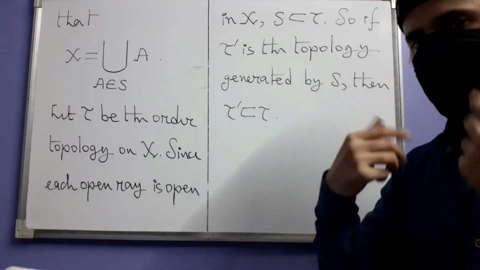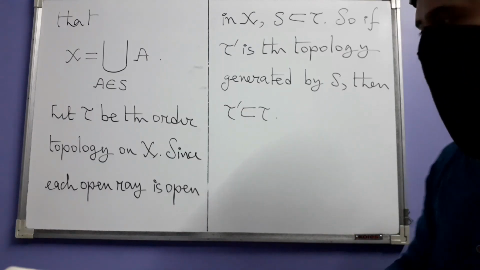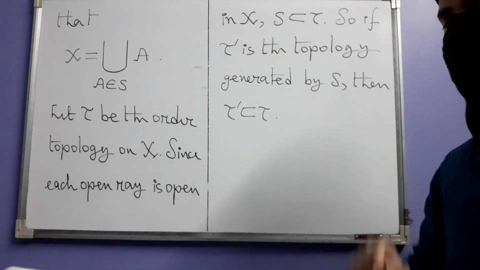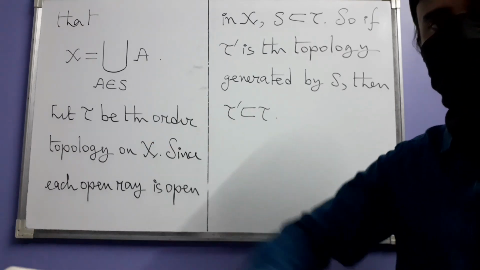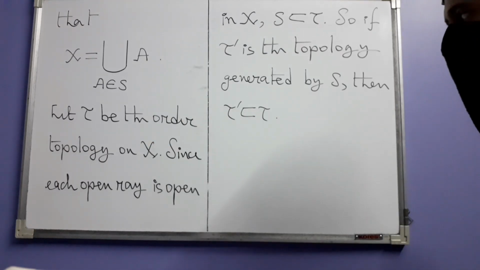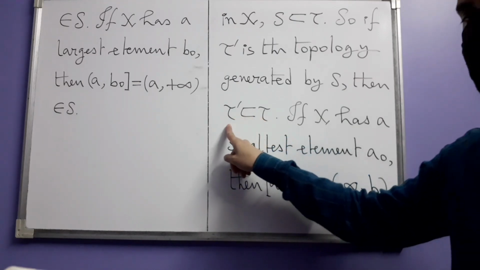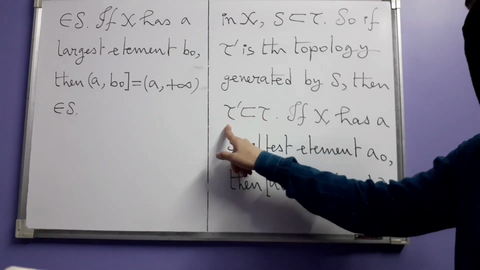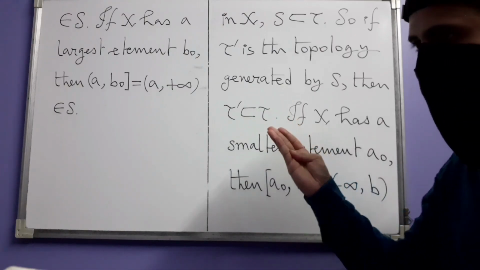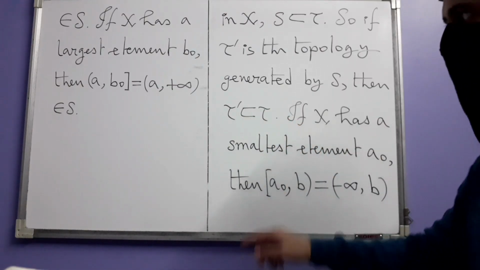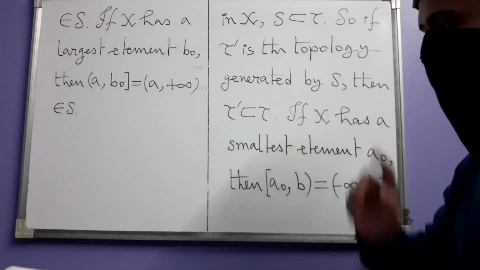And then when you take arbitrary unions of those basis elements, you get a topology. So that way tau prime is contained in tau. But we want the reverse inclusion as well. Now to prove the reverse inclusion, that tau is also contained in tau prime, we aim to show that any basis element in tau is in tau prime. What are the basis elements of the order topology tau?